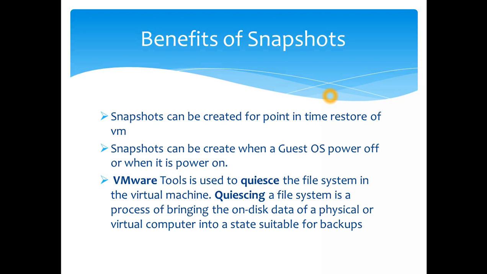Also, there is another thing where you can snap the memory, and also you can do quiescing. I can never say this word correctly, so it's called quiescing. I think you can quiesce the file system, which basically is the process of bringing the on-disk data for a physical or a virtual computer into a state suitable for backup. So usually quiescing is done when you're doing a backup operation and stuff like that. But for that, the main thing is VMware Tools need to be installed. We'll cover that in one of the sessions going forward.